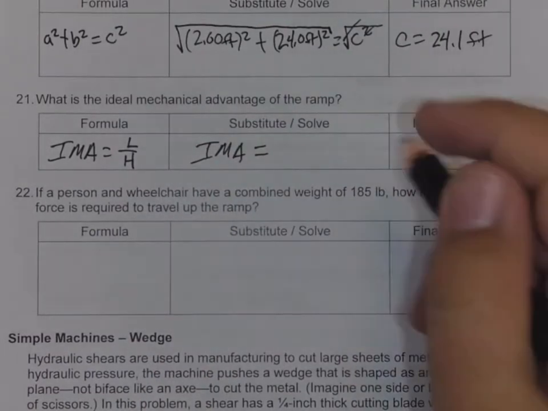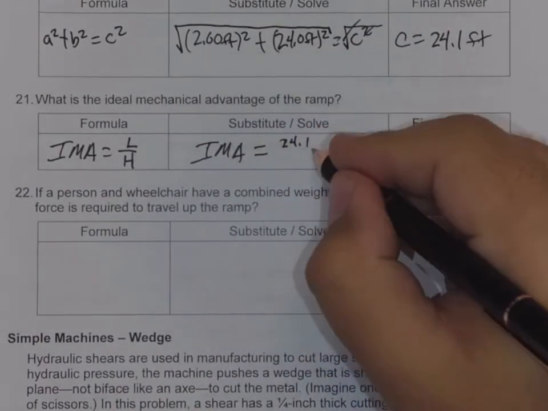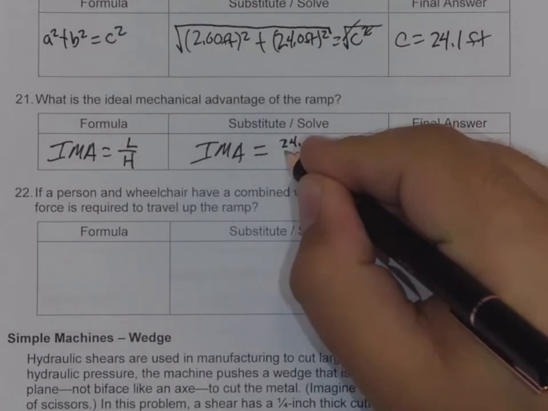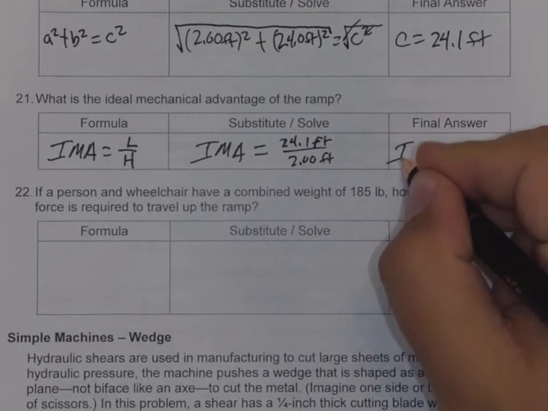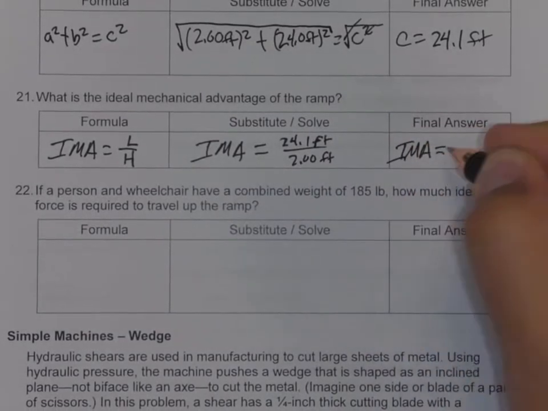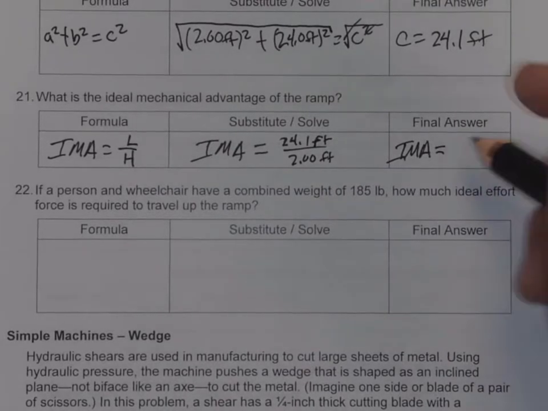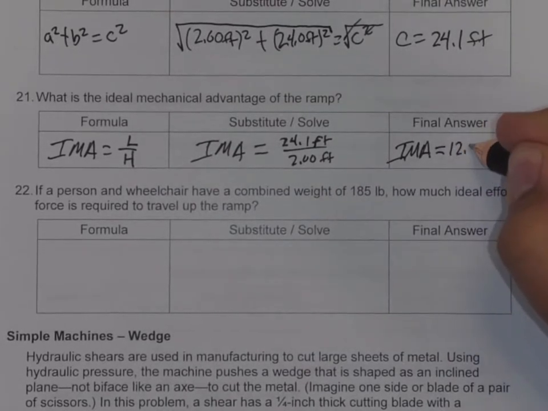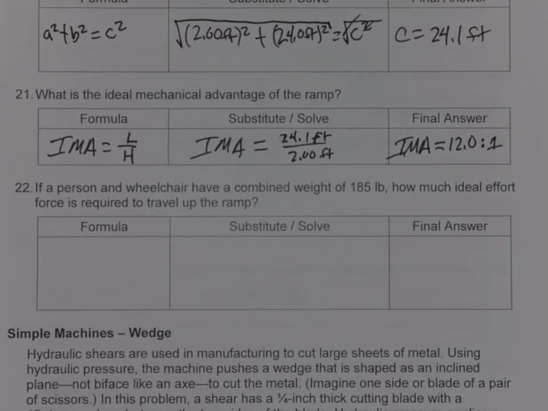So again, we'll use 24.1 feet to 2, our IMA is going to be, and again, if we're dealing with 3 significant figures, we can have this expressed as 12.0 to 1. So that allows us to be able to see those types of things.